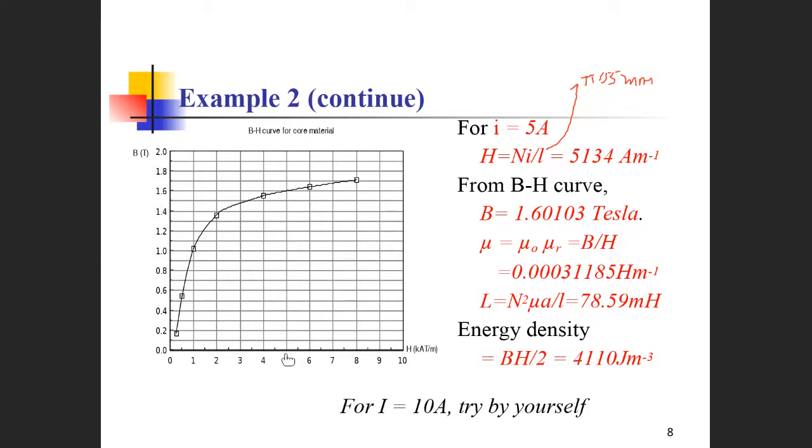So that is the point, right? From the BH curve, you can estimate the B value that is bigger than 1.6 Teslas. Someone may say that the calculated value here is not in the table. How can I do it? Please do interpolation.